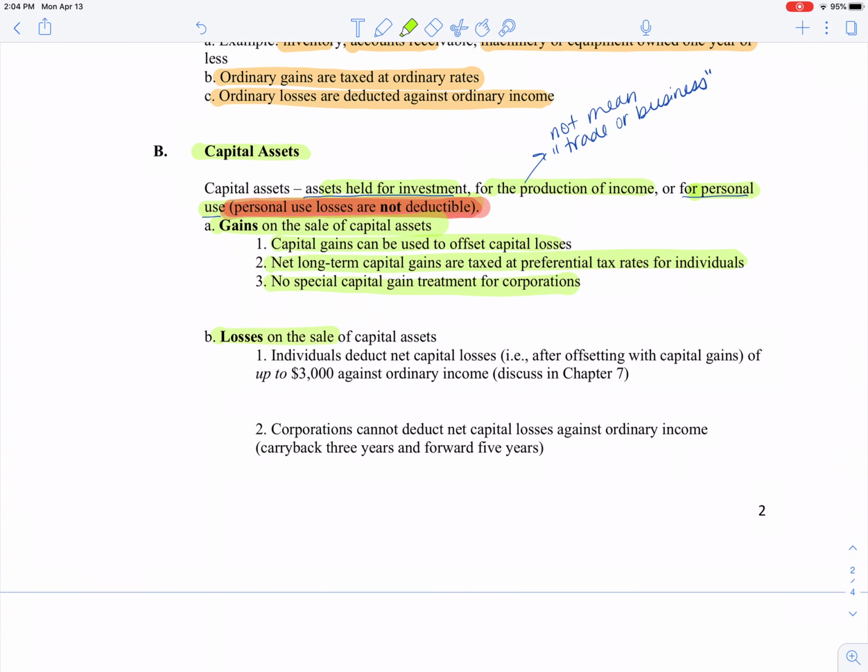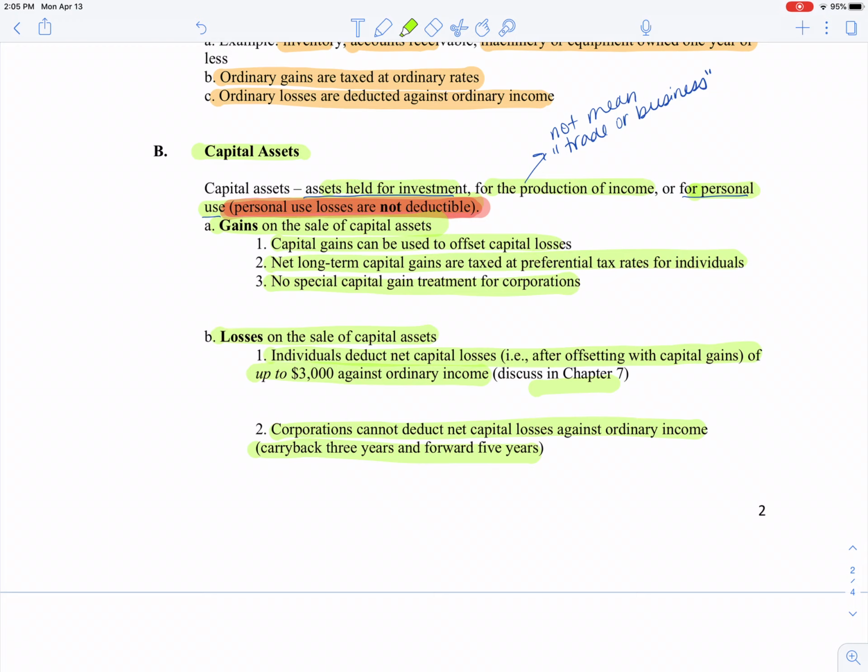All right, losses on the sale of capital assets. Remember, we talked about this in, I don't know, maybe chapter 5 or 6. And we said that individuals can deduct net capital losses up to $3,000. We're going to get more into this in chapter 7. But right now, I want you thinking about, we're going to net capital gains and losses together, and we can deduct the net capital loss up to $3,000. And then corporations cannot deduct net capital losses against ordinary income. They are doing a carryback of 3 years and a carry forward of 5 years.